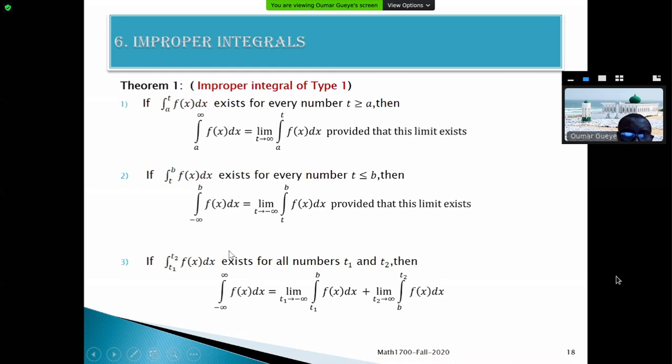In these 3 situations, we have an improper integral of type 1, because we have at least one of the bounds of the integral equal to positive or negative infinity. And as I mentioned before, as soon as you notice one of the bounds is equal to positive or negative infinity, you have an improper integral of type 1. And now we will see how to calculate each of these improper integrals.